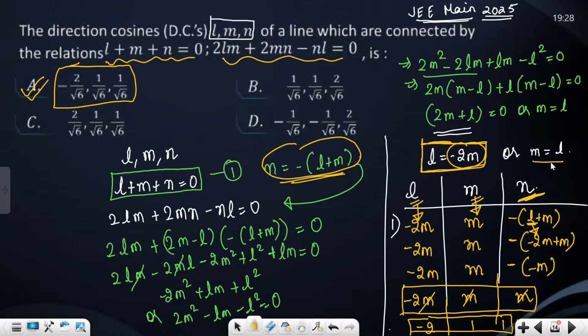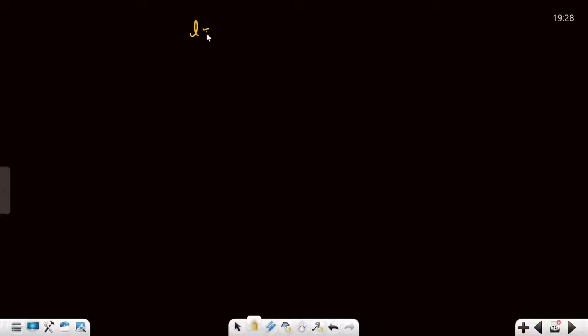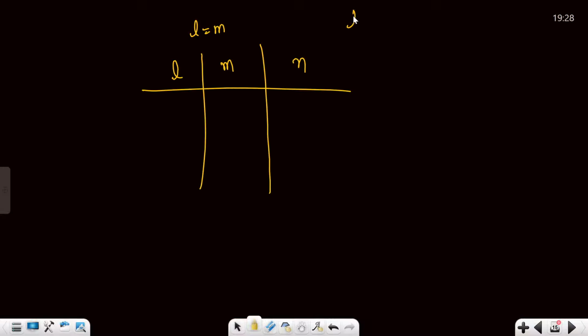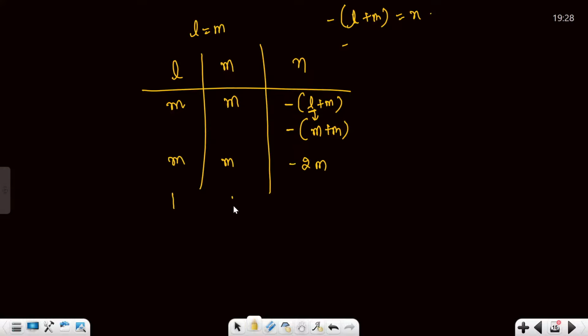Now the second thing, m equals L, right? One more time I am going to do that. L equals m. One more time I want to make the table of L, m and n, and you know that L plus m is equal to minus n. Again I will write everything in terms of m. So this is m, this is also m. What about n? This is minus of L plus m, correct? So this L will be replaced by m this time: minus of m plus m. So m, m and minus 2m. So we are getting 1 comma 1 comma minus 2.